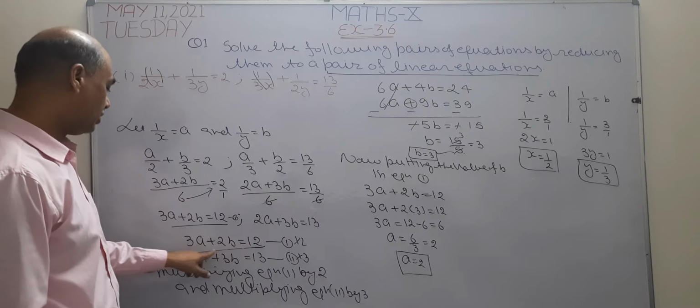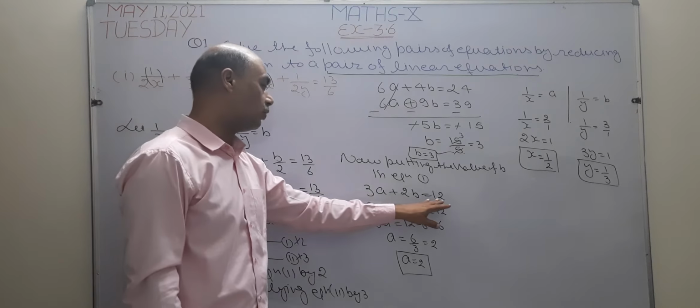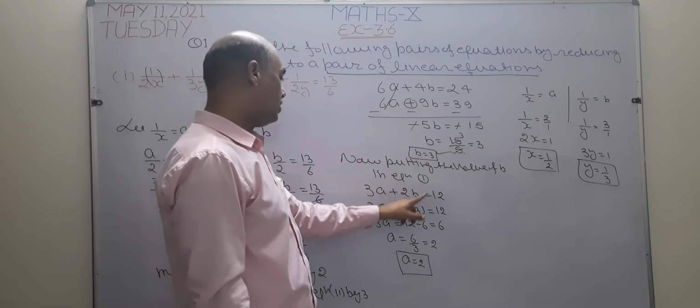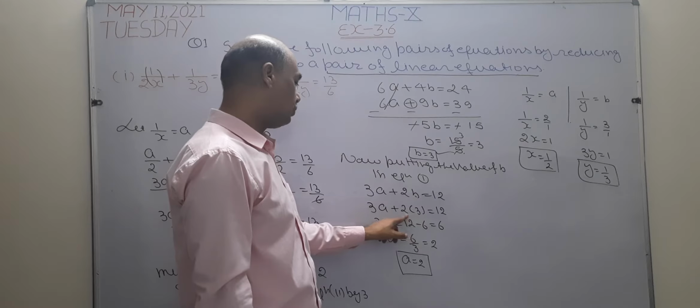This is our first equation. So I write here 3a plus 2b equal to 12. What is the value of b? Value of b is 3. So I write instead of b 3, this becomes 2 3s are 6.